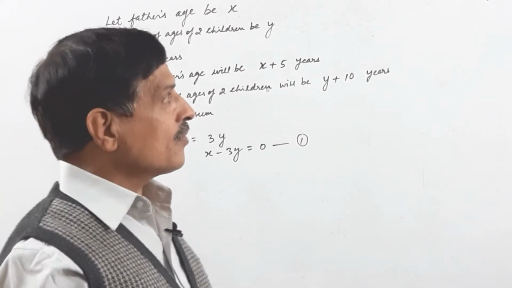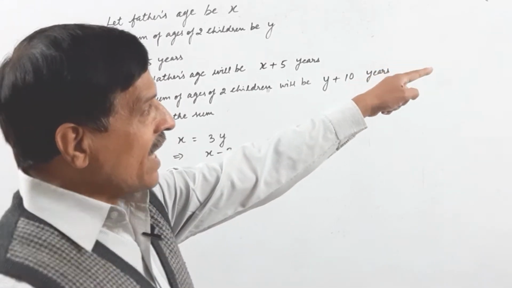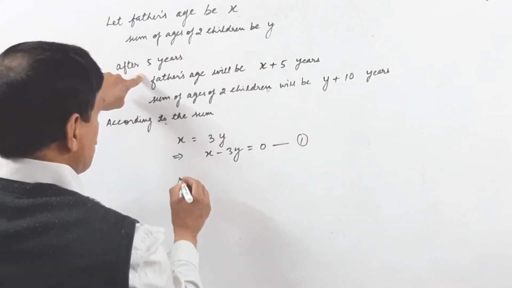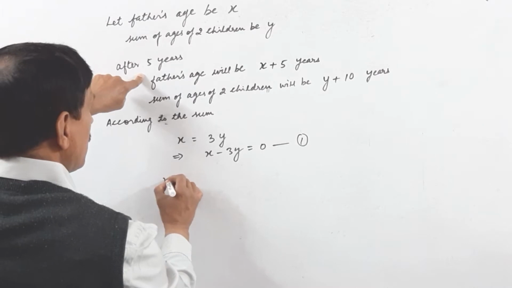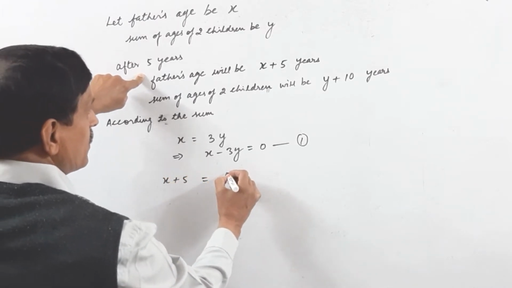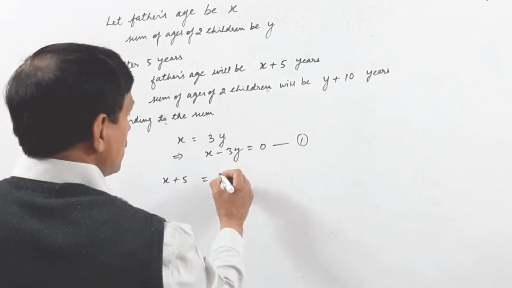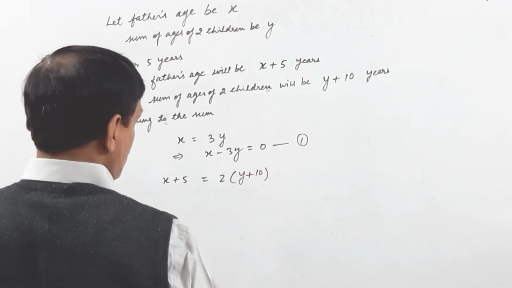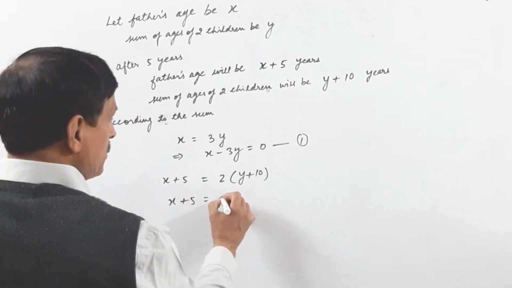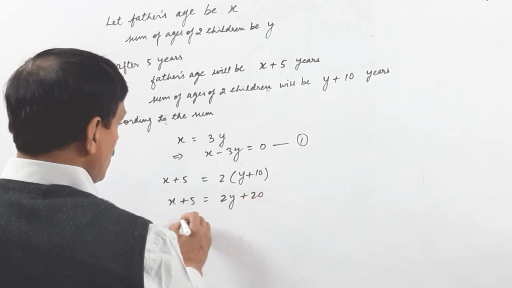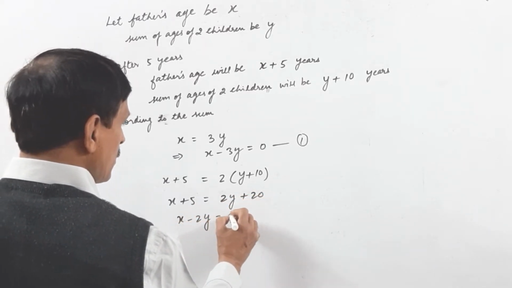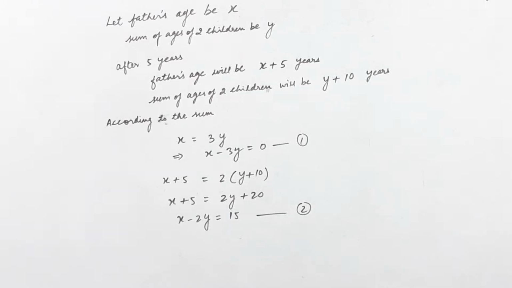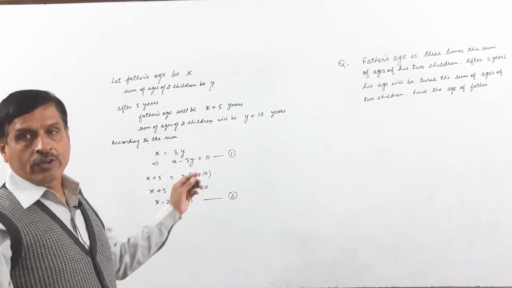Second condition, after 5 years his age will be twice the sum of the ages. So after 5 years father's age is x plus 5 is equal to twice the sum of ages. So x plus 5 is equal to 2y plus 20, or x minus 2y is equal to 15. This is equation 2.